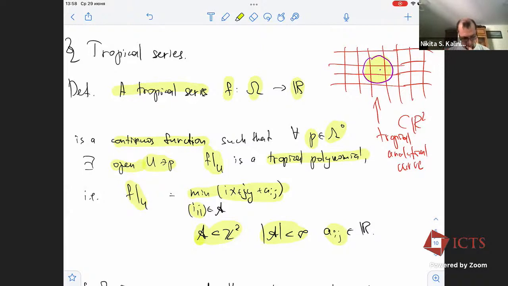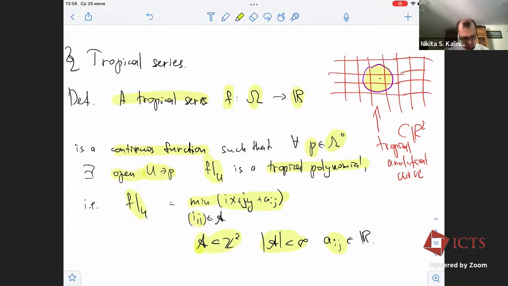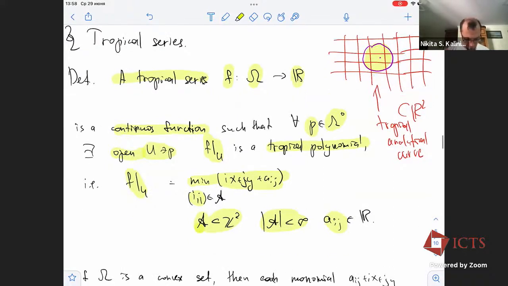Why is this analogous to series in, say, analytic geometry? I don't see the analogy, because there you have a local expression as a series, not as a polynomial. Well, yes, just a second.